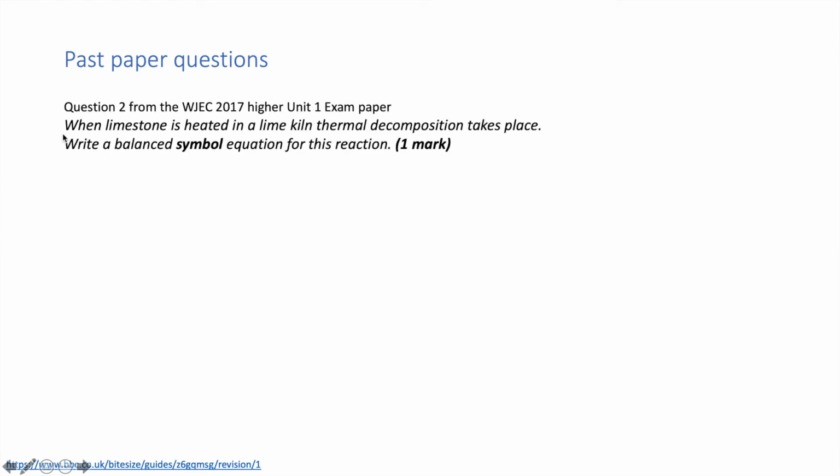Now we'll do some past paper questions. The first question is question 2 from the WJEC 2017 Higher Unit 1 exam paper. The question is, when limestone is heated in a lime kiln, thermal decomposition takes place. Write a balanced symbol equation for the reaction. Now this question is 1 mark. If you want to pause the video here and have a go.